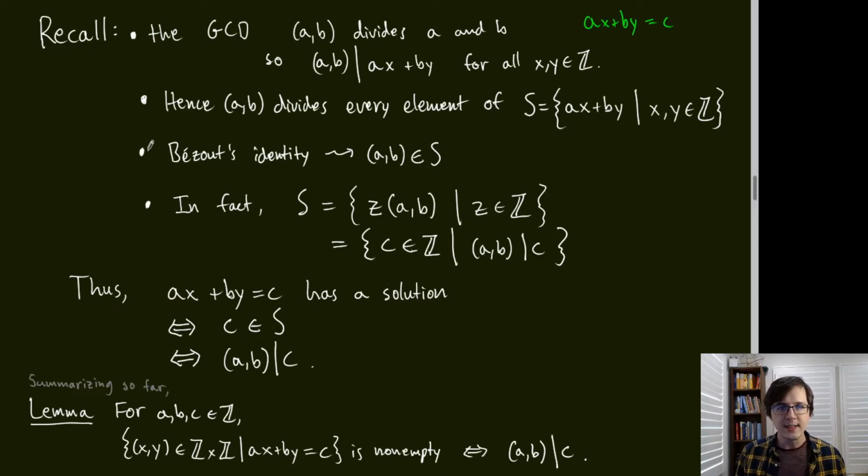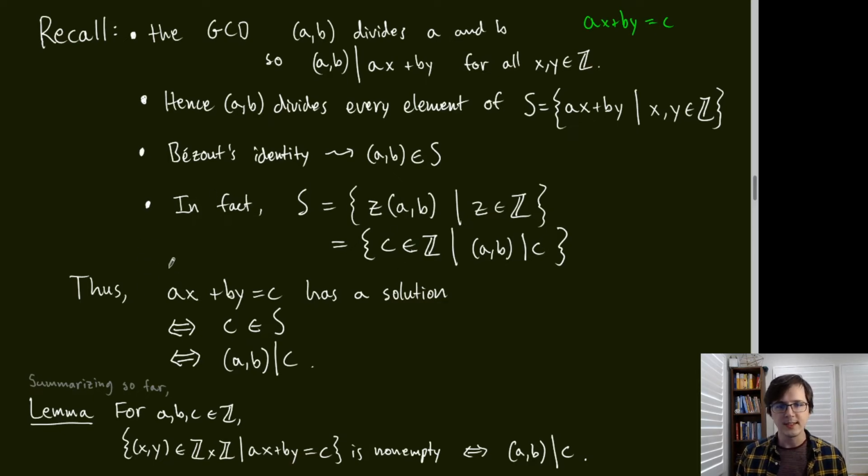Okay, fact 3 is that Bézout's identity implies that the GCD is in the set S. So we have that the GCD divides every element of S, and also that the GCD is in it. So another thing is that S, because every element is divisible by it, we can write it as the GCD times z for varying z, or, more simply, it's the set of all c that are integers such that the GCD divides c.